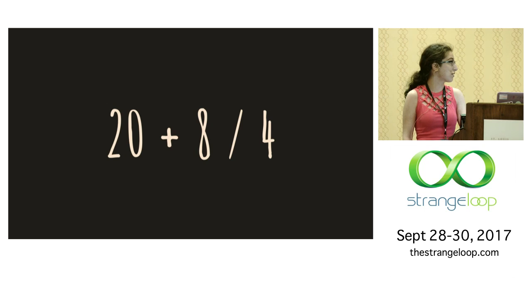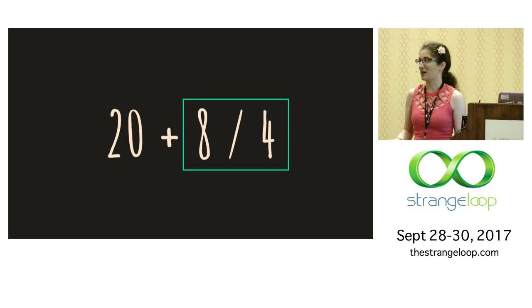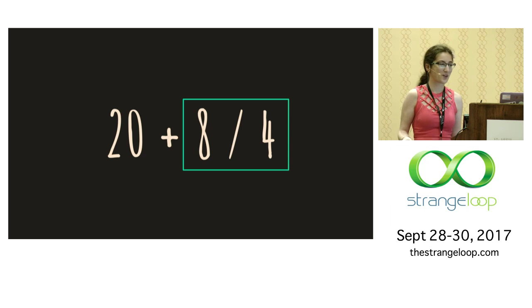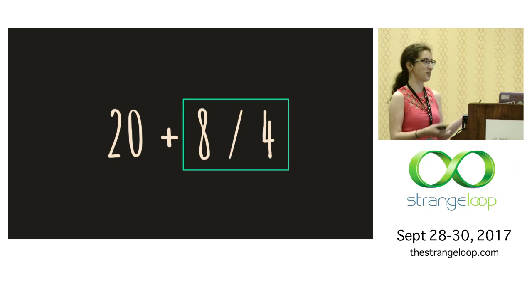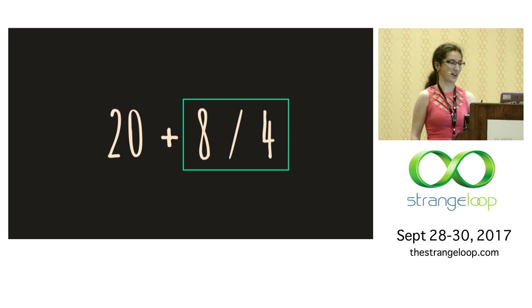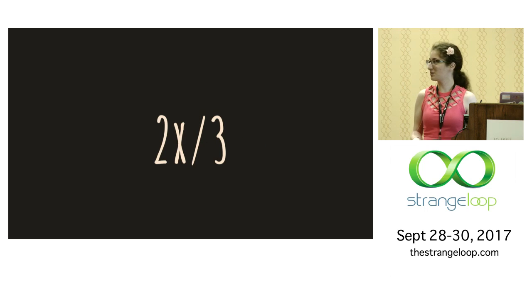And so you also have rules in your mind for how math works. I know that division happens before addition, and I group that together in my mind, and I know that that happens first. 8 divided by 4 is 2, and then I can add that to 20 and get 22, and I do all that without thinking at all. I just know that it's 22 because my mind has learned all these rules, and it can apply them really quickly.